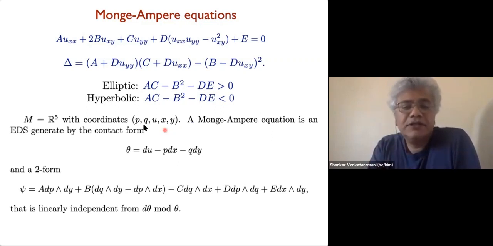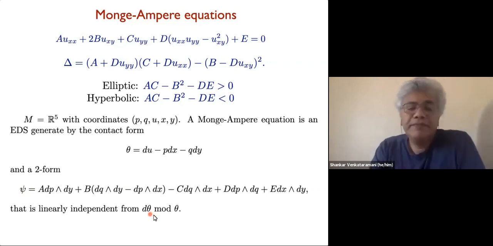So this is the jet space, and it has natural contact form on it. So x, y are independent variables. U is your function. P and Q are the components of the gradient. And then on any solution, this form should pull back to 0. And the equation that we wrote down can be also expressed as a 2 form in these quantities P, Q, U, X, and Y. Okay? So a Monge-Ampere equation is given by this form theta and a form psi that's linearly independent from d theta.